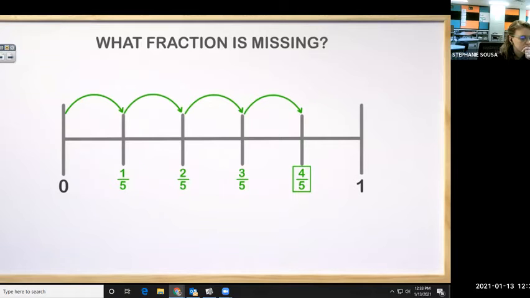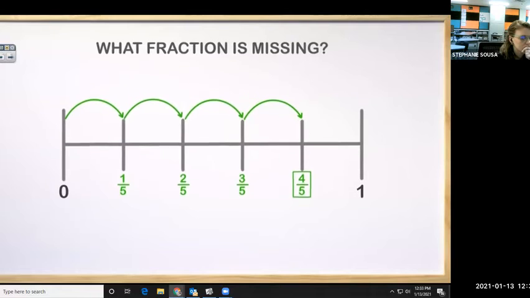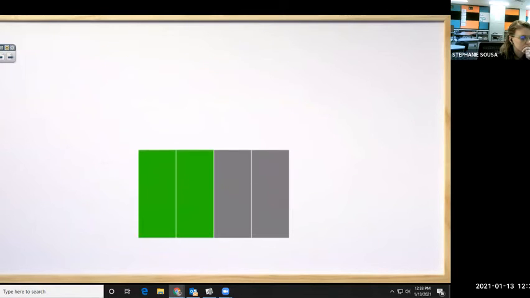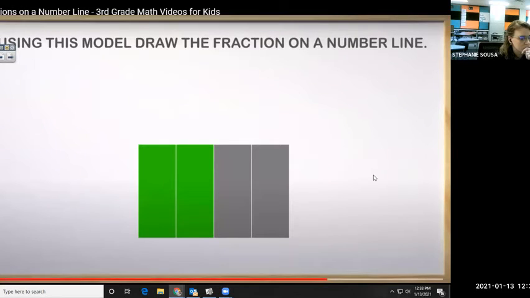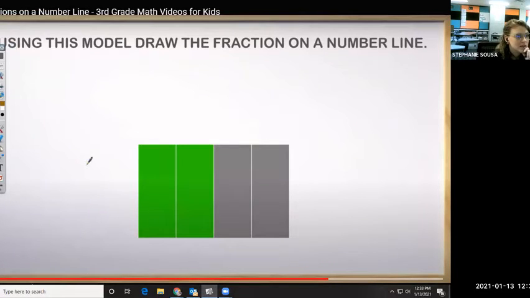Amazing! We have one last one to do, which will require you to draw your own number line. The problem says, using this model, draw the fraction on a number line. Take a minute and draw this fraction on a number line, then we will go over it together. Okay, so let's think this through. If we were going to draw this on a number line, I can see that 2 of the parts are green. I can see that there are 4 parts on the whole model.